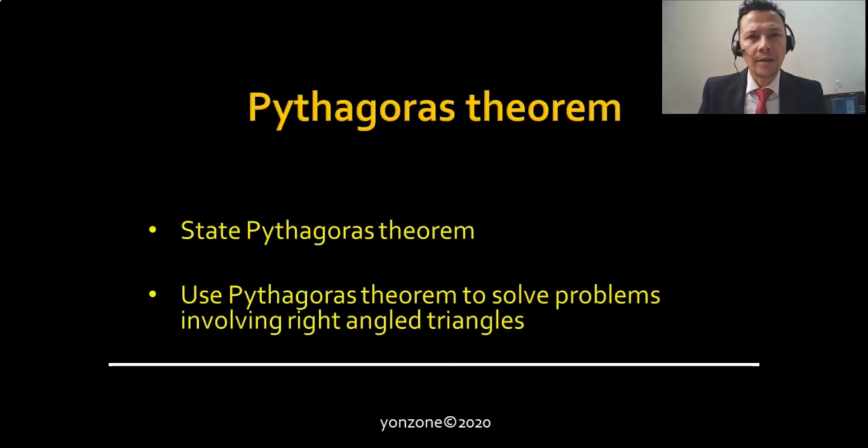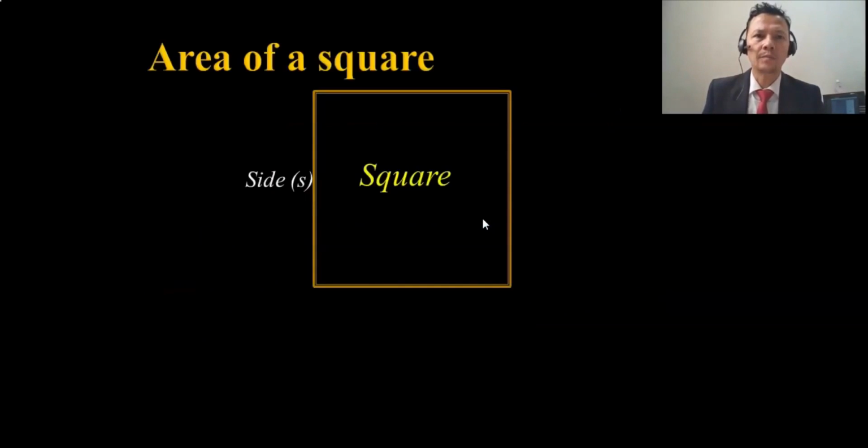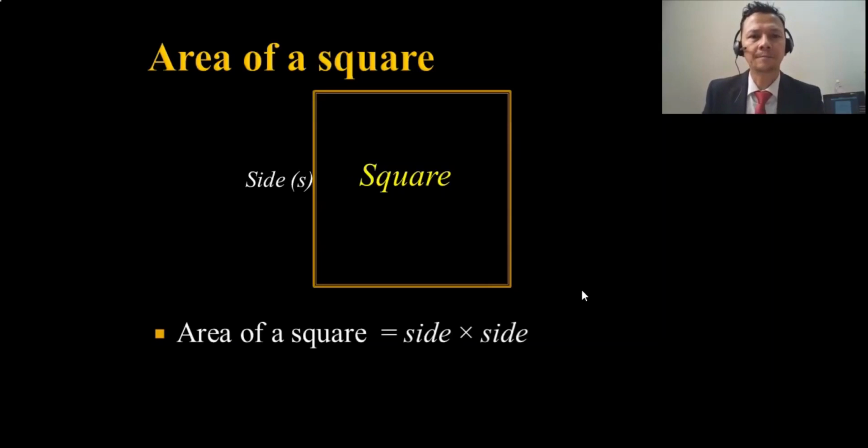The actual statement of the theorem is more to do with the areas. So, before we go into the theorem, let us have a look at the area of a square. As you know, the area of a square is given by the formula side multiplied by side, and it can be written in a shortened form using index notation, which is side squared.